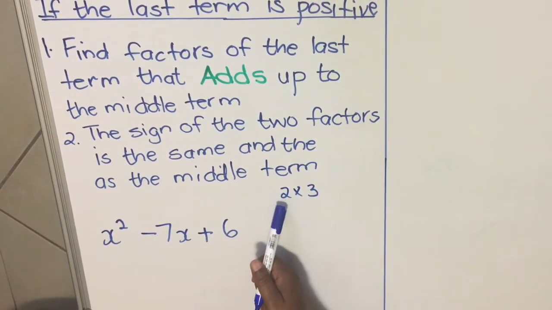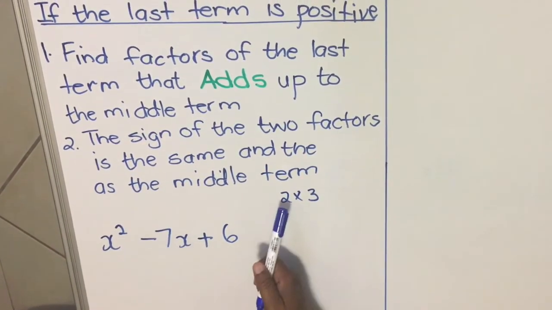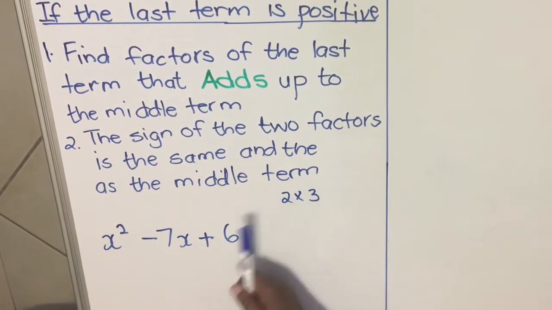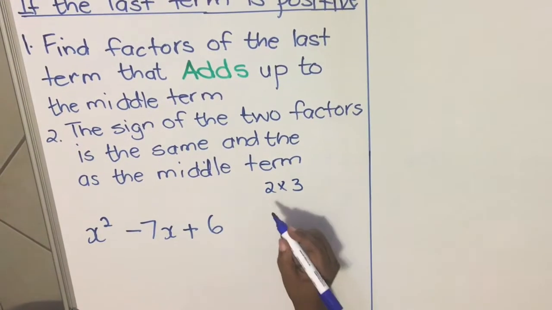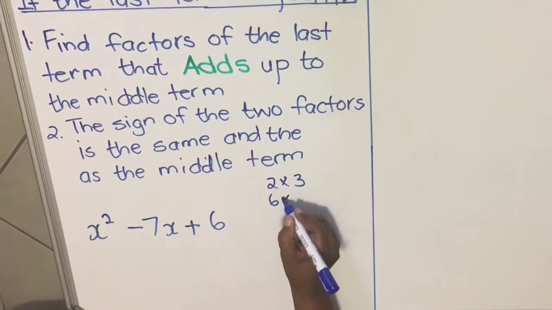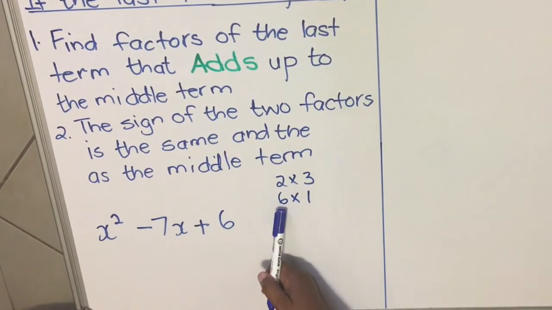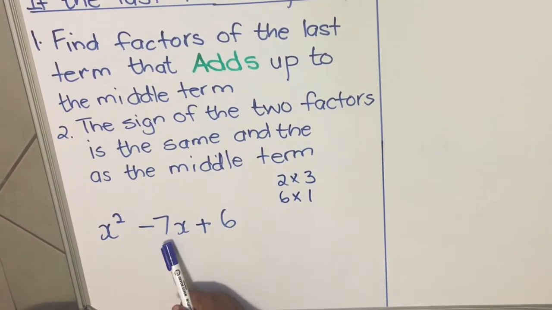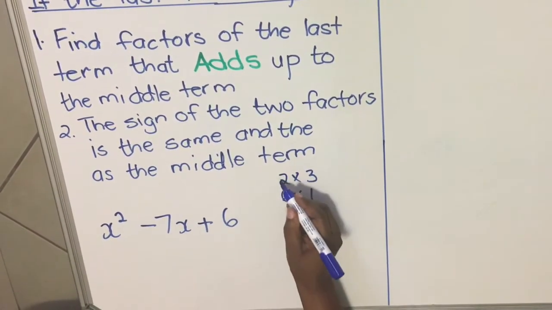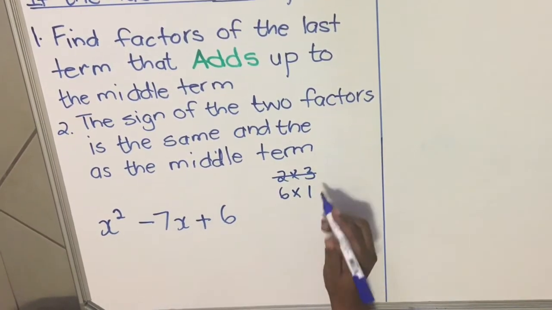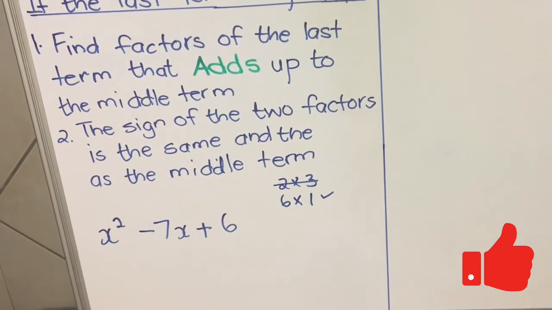Now, with 2 times 3, when I add 2 and 3, do I get 7? No, I don't. Even though these are factors of 6, they will not work in this expression. Let's find other factors of 6. If you have 6 times 1, you get 6. If I add them, 6 plus 1, do I get the middle term? Yes, 6 plus 1 gives me 7. So the first factors are not correct for this expression, and these ones are.